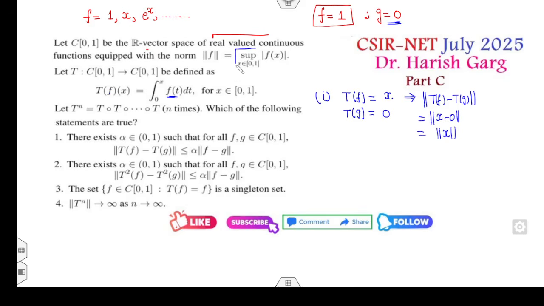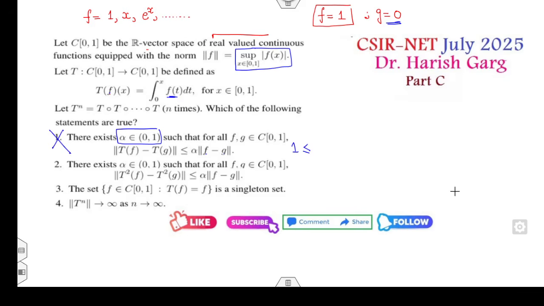By the definition, it is a supremum over the closed interval [0, 1]. Can you find the supremum of mod x when x belongs to [0, 1]? Fine, that number will be 1. So the left hand side is 1. The right hand side will be alpha, with f as 1 and g as 0, so that number is 1. So is it possible? Can you choose any value of alpha which lies between 0 and 1 that satisfies this condition? No. So the first option is cancelled out.